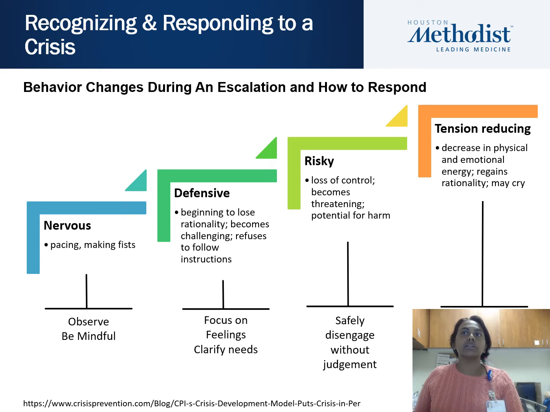So this is a diagram of how behaviors may typically escalate. Patient starting out on the left-hand side as nervous. On the bottom, we have one or two phrases that help you know how to respond to that type of behavior. So that nervous patient, we want to be observant. We want to be mindful ourselves.